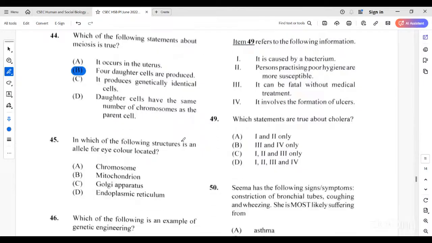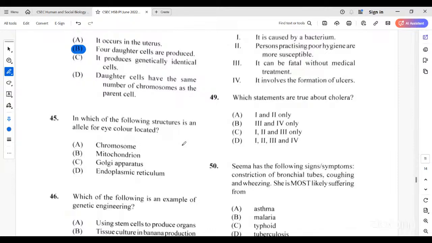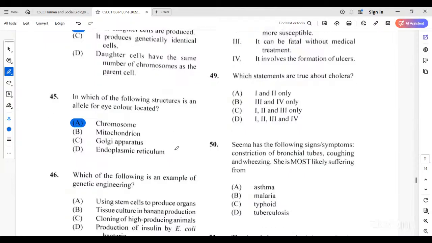45. In which of the following structures is an allele for eye color located? Chromosomes, yes. Mitosis is an organelle in the cell called the apparatus. Another cell organelle, endoplasmic reticulum, could be smooth or rough, but still another cell organelle. And all of these 3, B, C, and D, have nothing to do with being inside the nucleus. So we know that A, the chromosome, the only one that is in the nucleus, is the answer.